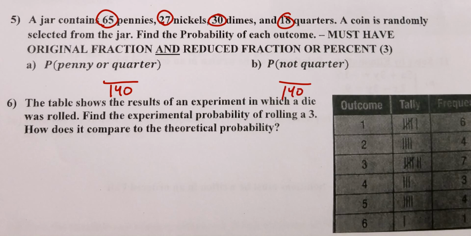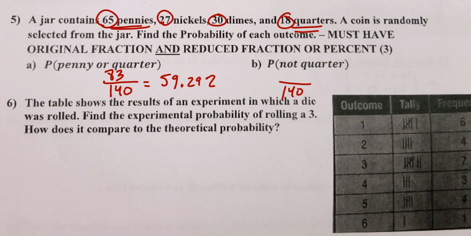Now, penny or a quarter, so I do 65 or a quarter plus 18, that's going to give me 83. Now, to find your percent, because that can't be simplified, you're going to do the top divided by the bottom and multiply by 100. I end up with 59.29%.